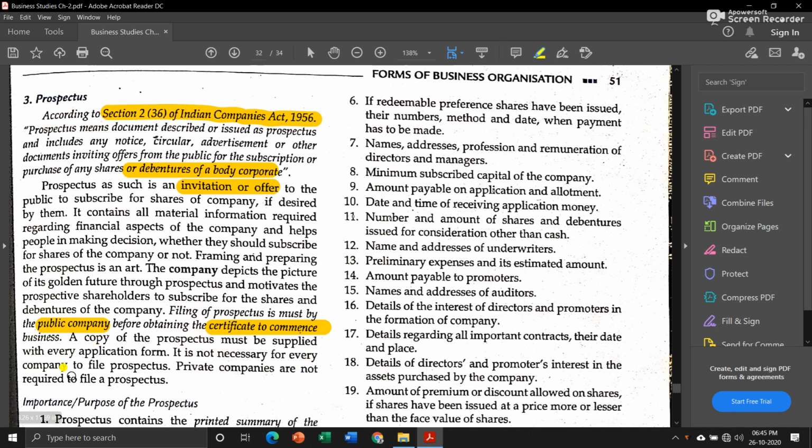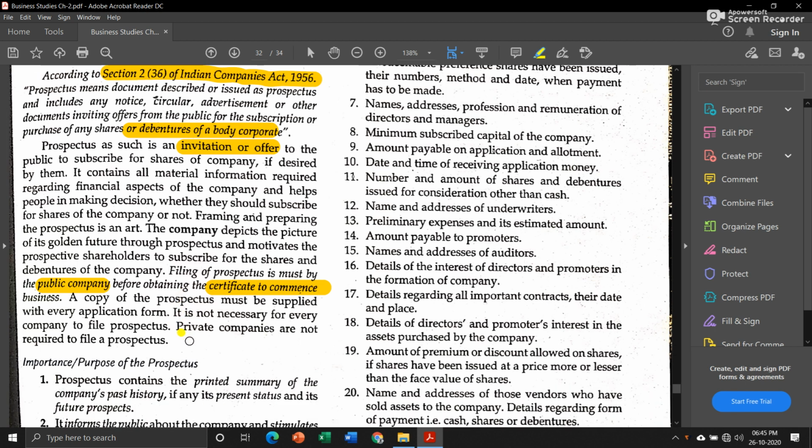It is not necessary for every company to file a prospectus. Means private companies, since they are not allowed to invite subscription from the general public, don't have to file a prospectus.